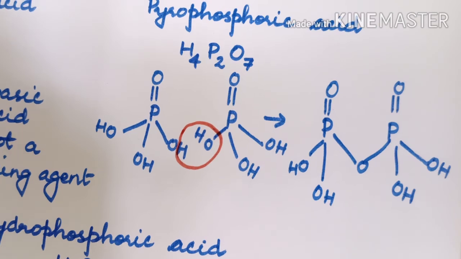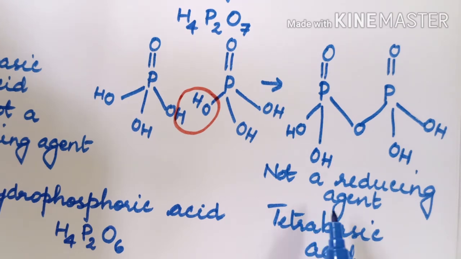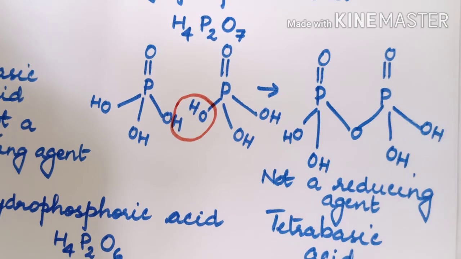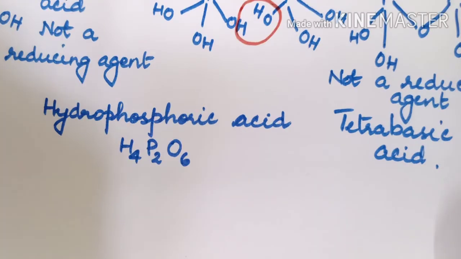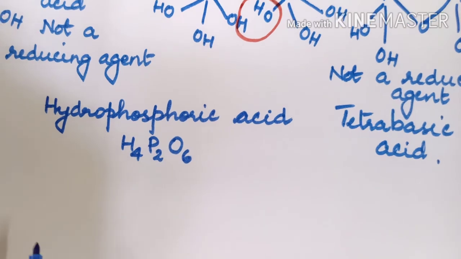This doesn't have P-H bonds in it, and so this cannot act as a reducing agent. The molecule is not a reducing agent. It is an example for a tetrabasic acid with the formula H4P2O7. The next molecule is hypophosphoric acid.